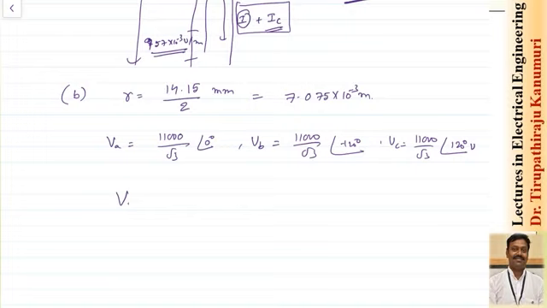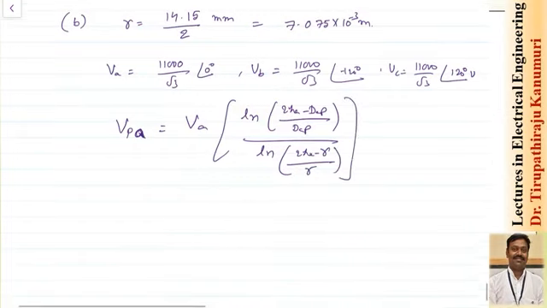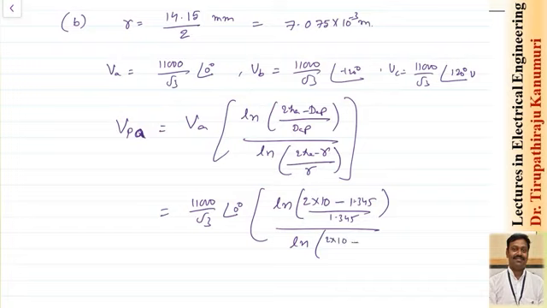Now, the potential of the conductor P due to the conductor A, I can calculate as VPA equal to VA into ln of 2 times HA minus DAP divided by DAP, divided by ln of 2 times HA minus R divided by R. So this will be equal to 11,000 divided by root 3 at an angle of 0 degrees, multiplied by ln of 2 into HA, which is 10, minus DAP, which is 1.345, divided by 1.345, divided by ln of 2 times 10 minus R. R should be represented in meters, 7.075 into 10 to the power of minus 3, divided by 7.075 into 10 to the power of minus 3. If you calculate this, you will get 2100 at an angle of 0 degrees.